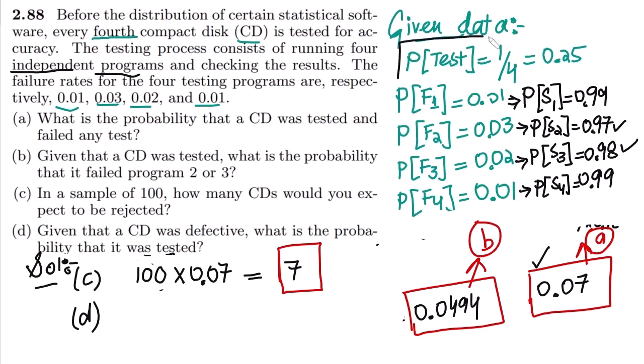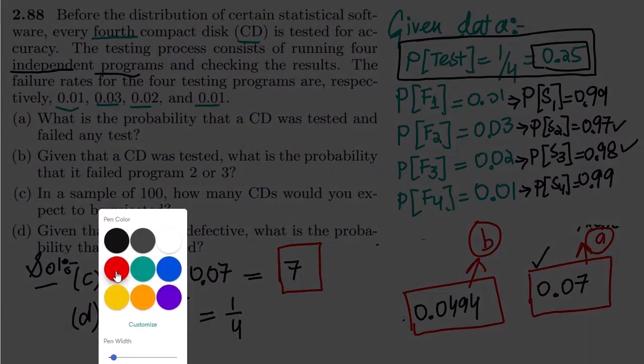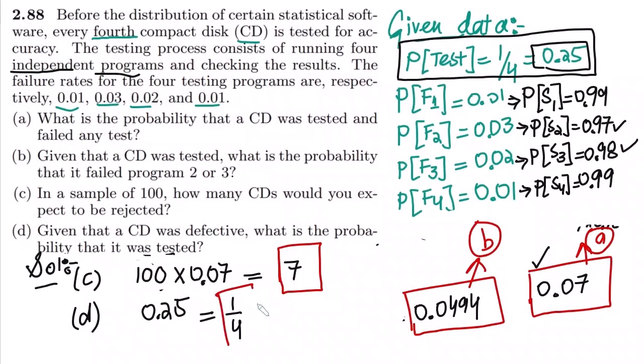So therefore I have told you that the probability of test is that 1 out of every fourth CD would have to be tested. So therefore there is a 0.25 chance that it would be tested. Okay, so this is what, if a CD is defective, it will be tested. Okay, so that is the solution of part D, which is also 0.25.